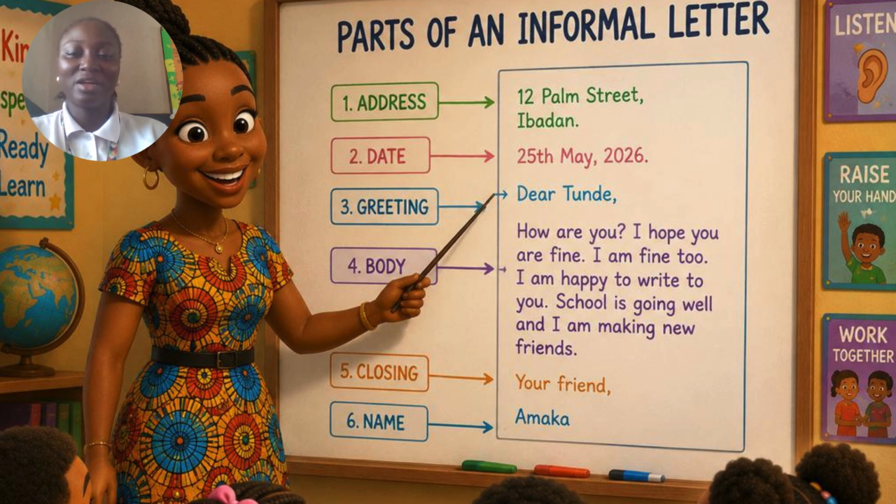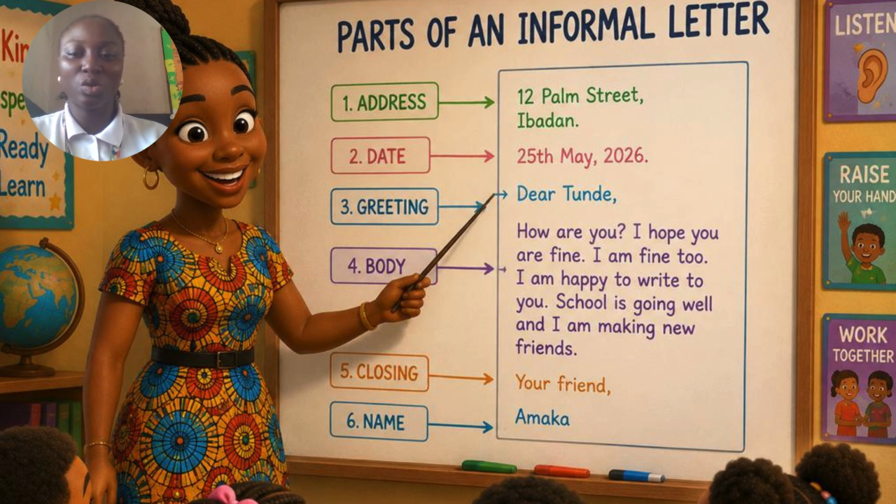Then we have the body of the letter. This is the main part of the letter where you write your message, your feelings, or the information. And the body of the letter usually has an introduction, main message, and conclusion. So let's look at the body of the letter we have here. How are you? I hope you're fine. I am fine too. I am happy to write to you. School is going well and I am making new friends. That is the body of this letter.